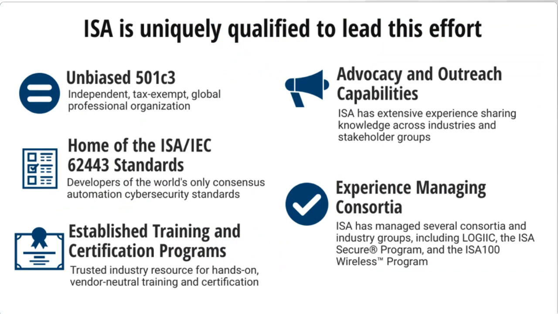So ISA stood up in 2019 an organization called ISA Global Cybersecurity Alliance. Its objective is to advocate for best practices in cybersecurity for operational technology, these automation and control systems that are in critical infrastructure like water, wastewater, transportation, power generation, distribution, oil and gas, pipelines, et cetera. And what we promote and train on and develop materials for adoption revolve around the ISA/IEC 62443 series of standards.